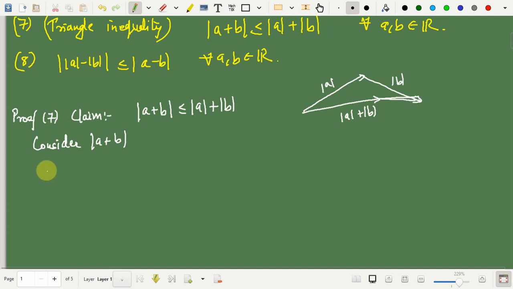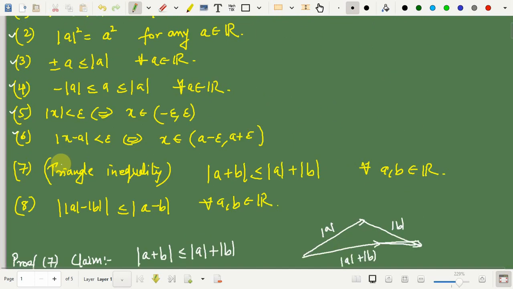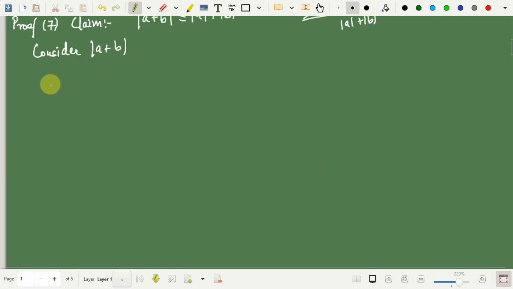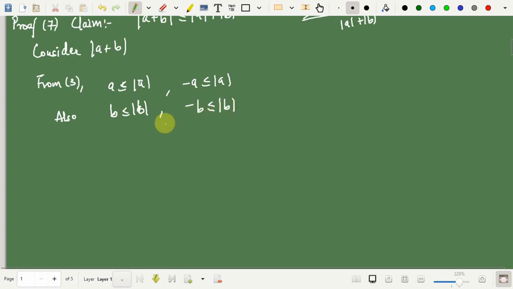Okay. So, now from property 3 we know that a is less than or equal to mod of a, minus a is less than or equal to mod of a, and this is true for any a. So, this has to be true for both a and b. Okay. So, from 3 we know that a is less than or equal to mod of a, and also minus a is less than or equal to mod of a. Also, this is true in the case of b. So, b is less than or equal to mod of b, and minus b is less than or equal to mod of b. Now, you just add these inequalities.